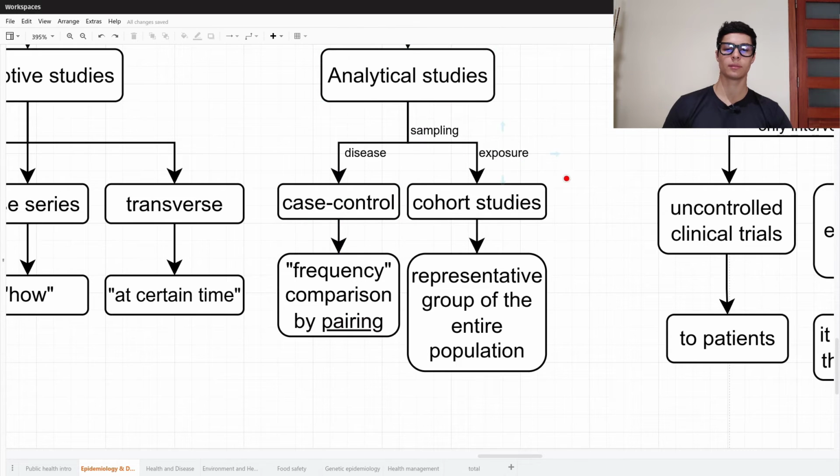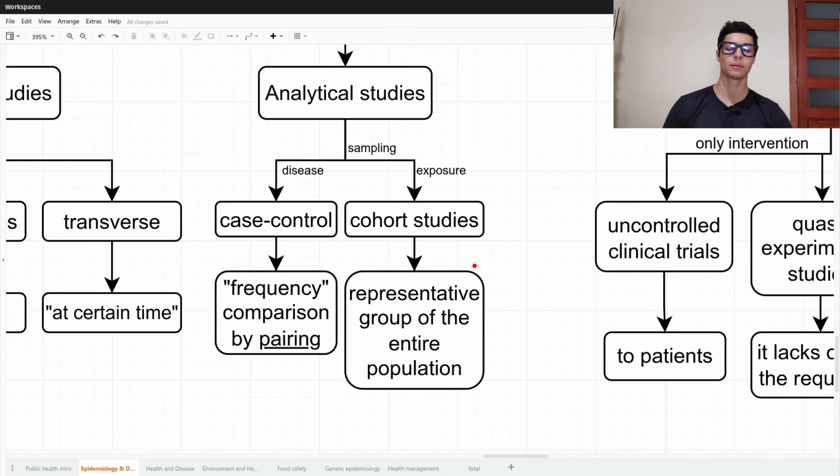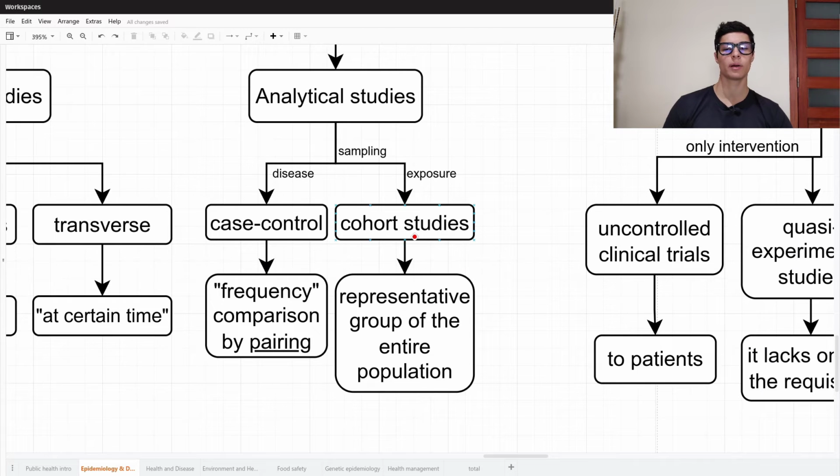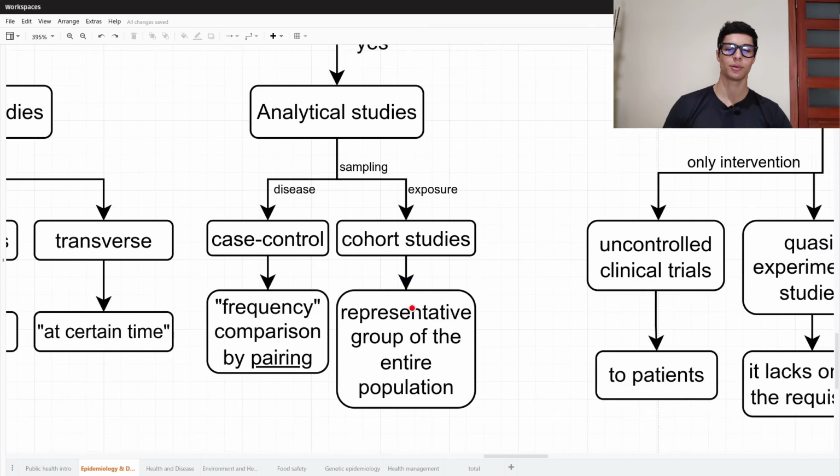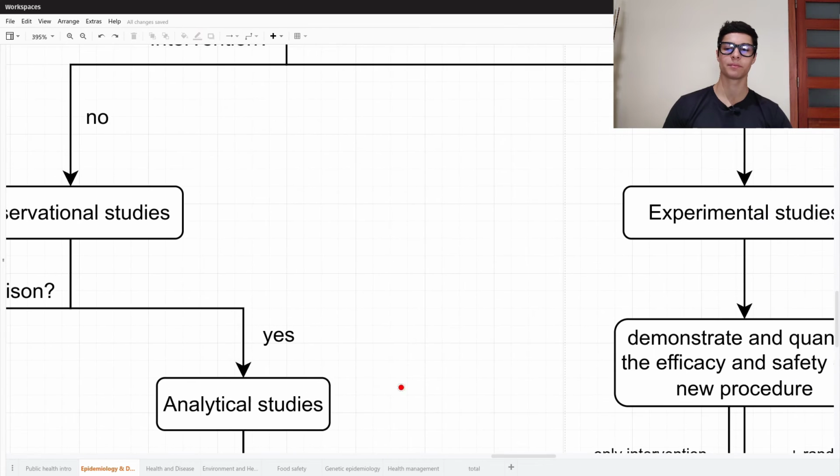On the other hand, if we focus on exposure, we have the cohort studies. They are a representative group of the entire population. The cohort is basically when you select different types of people that can represent the entire population. Imagine stereotypes of the population and grab one of each. That's how you remember these cohort studies.